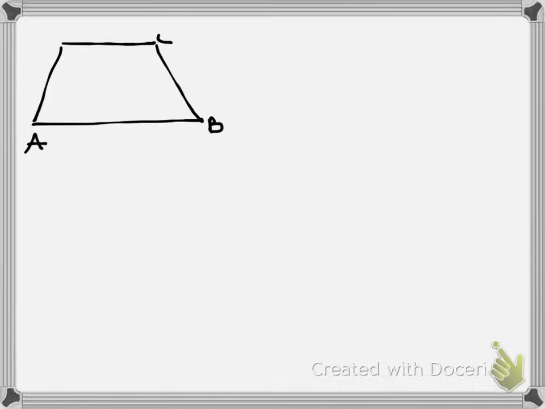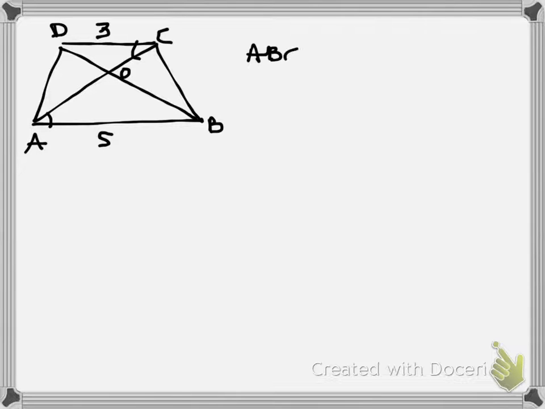So we have a trapezoid, A, B, C, D. I'm going to tell you some information about that trapezoid. I'm going to tell you that this angle, BAC, and this angle, DCA, are congruent. I'm going to tell you this point of intersection is called O. I'm going to tell you that the top base is 3, and the bottom base is 5. So ABCD is a trapezoid. It doesn't say it's isosceles, so we can't assume it.